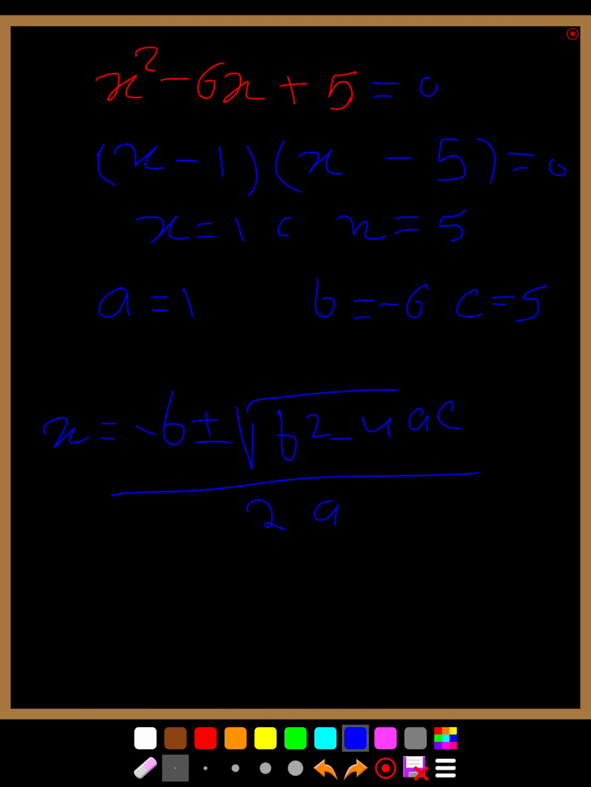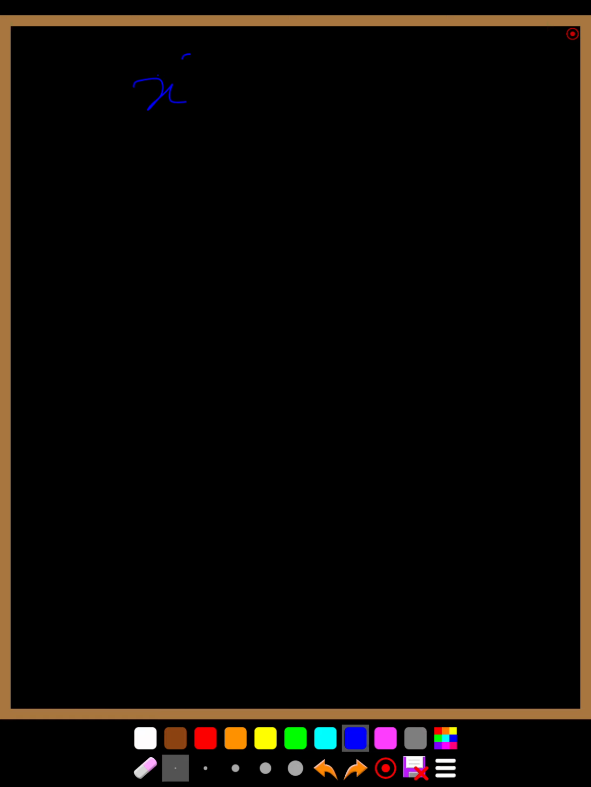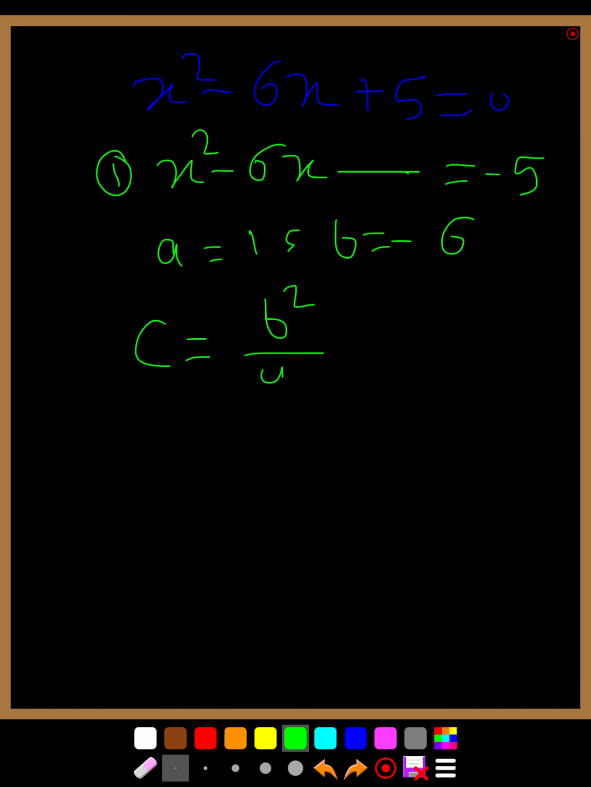So how can you solve this one by completing square? Here, x power 2 minus 6x minus 5 equals 0. That's the first step you are going to do, guys: shift the constant to the other side. You have x power 2 minus 6x equals minus 5. And keep a space here. We need to find the third term. As I told you, write the a. What is the a? It will be 1, and the b will be minus 6. How can you find the c, the third term? By using the formula b power 2 over 4a.